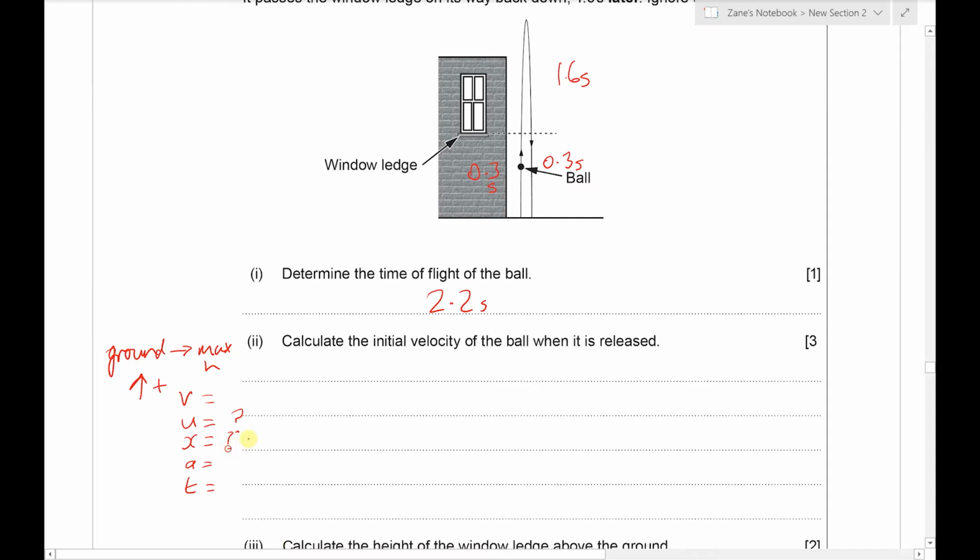x is another unknown, but I'm not actually interested in this part of the question. The acceleration is going to be minus 9.81 meters per second squared. It's negative because we defined upwards as positive, and the acceleration due to gravity acts downwards. If we're looking at ground to the maximum height, then the time of that part of the flight will be half of the total time. So it's 1.1 seconds, not 2.2 seconds that I've seen people try before. This is why we need to be clear in our minds what part of the motion we're looking at.